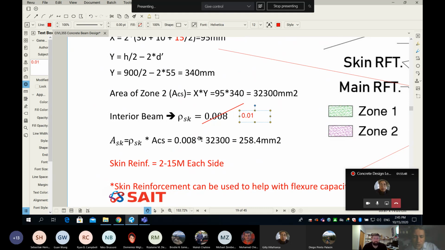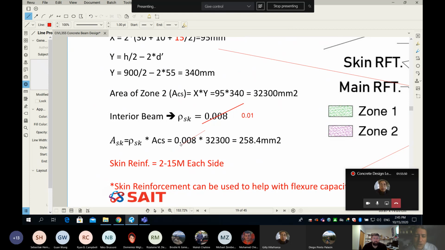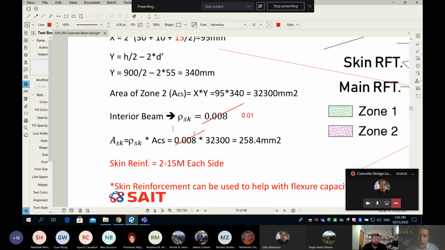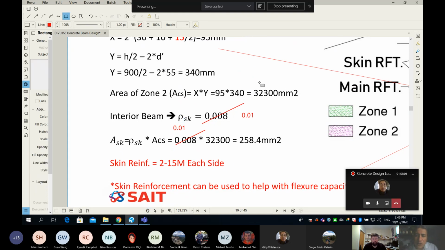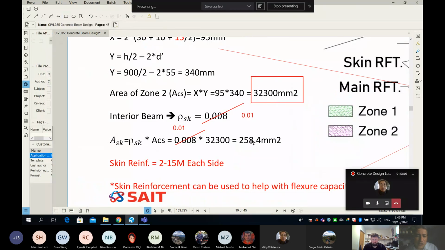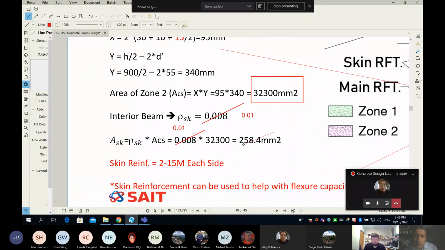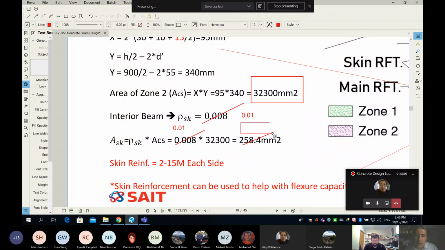Once you know the skin reinforcement ratio is supposed to be 0.01, then what you have to do is multiply the rho skin, which is 1%, by the concrete area, which is here. Remember, here is my concrete area. So very simple, what you get here, I apologize, this number is supposed to be 323 millimeter square of rebar.